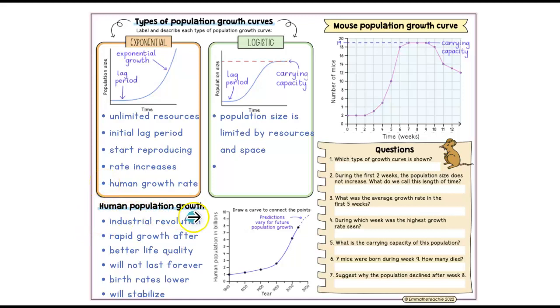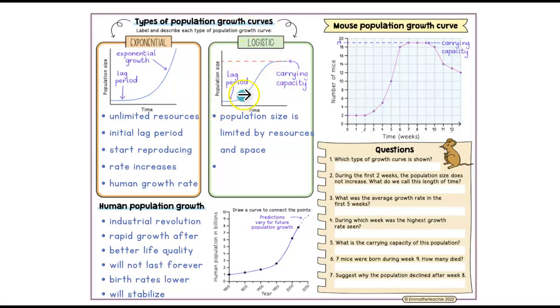The human population growth actually happened after the Industrial Revolution. There was rapid growth because we had a better quality of life. This will not last forever because birth rates are actually lowering because of education. Birth rates are going down. So according to what statistics say, it will eventually stabilize, as it shows here in the predictions for the future.